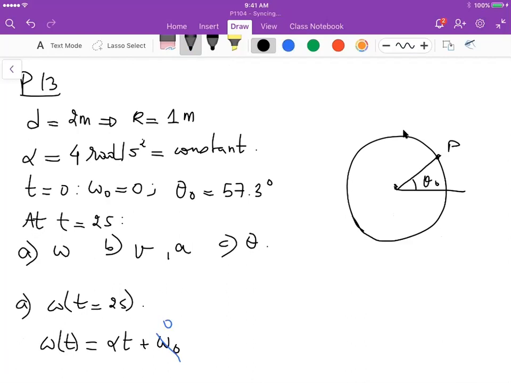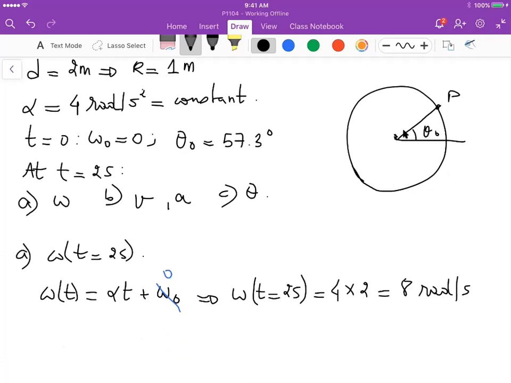And so we can deduce that omega at time t equals 2 seconds is equal to alpha, which is 4, multiplied by the time t, which is 2, and so it's equal to 8 radian per second. This is the value of omega at time t equals 2 seconds.